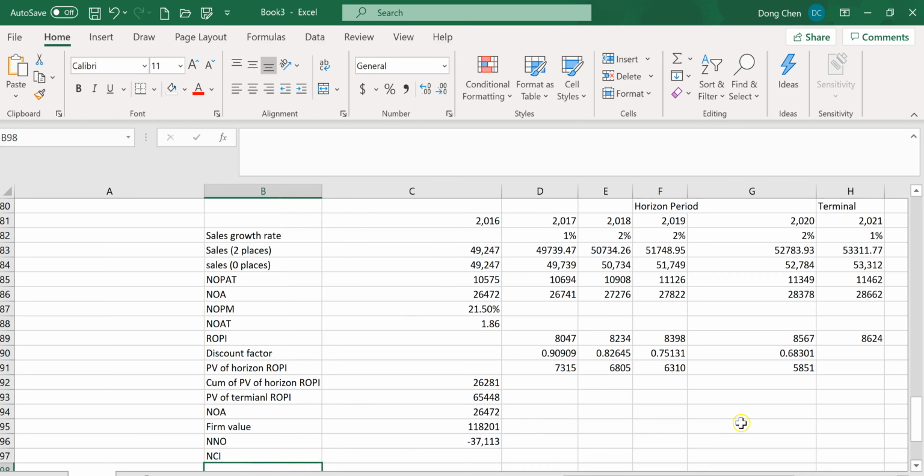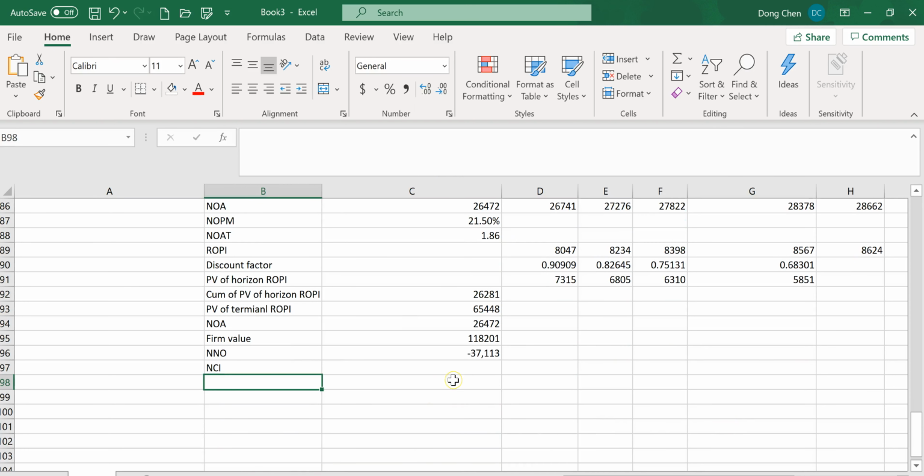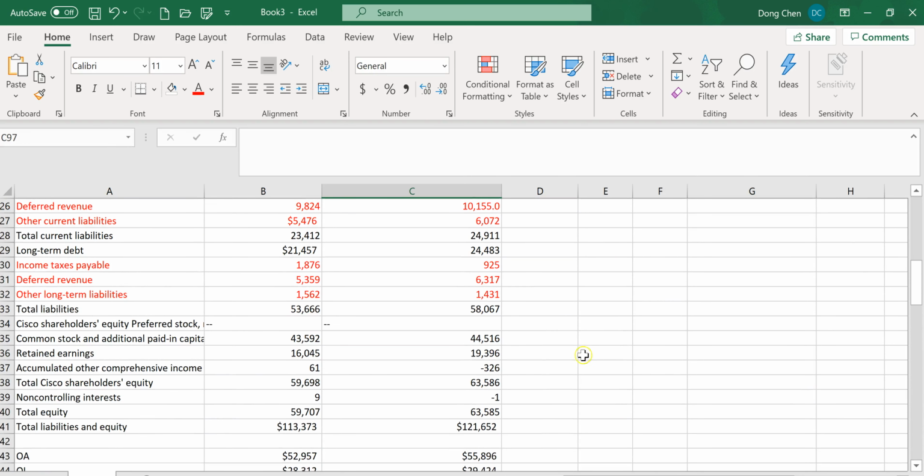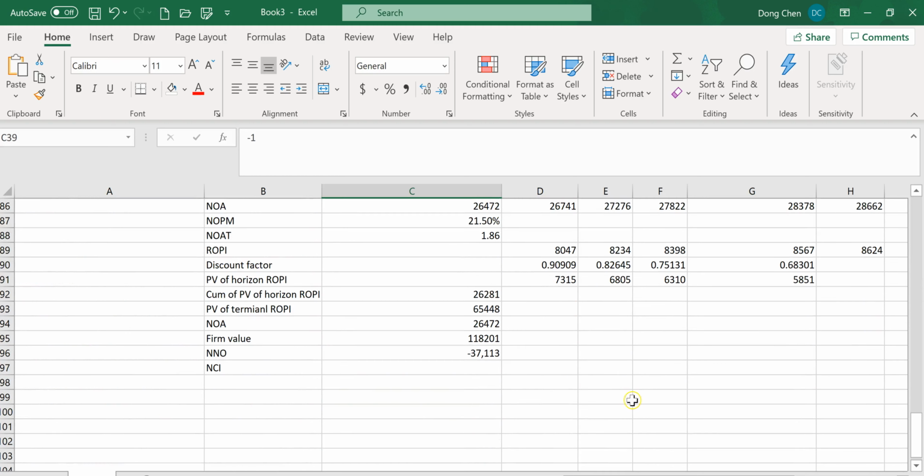And NCI is from the balance sheet, right? So NCI is right here, non-controlling interest is also a negative number. So I just copy the number down here.